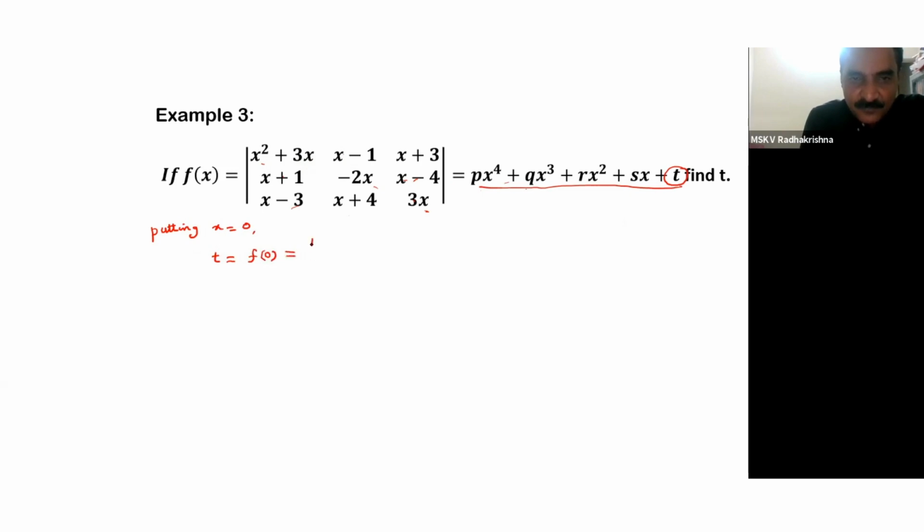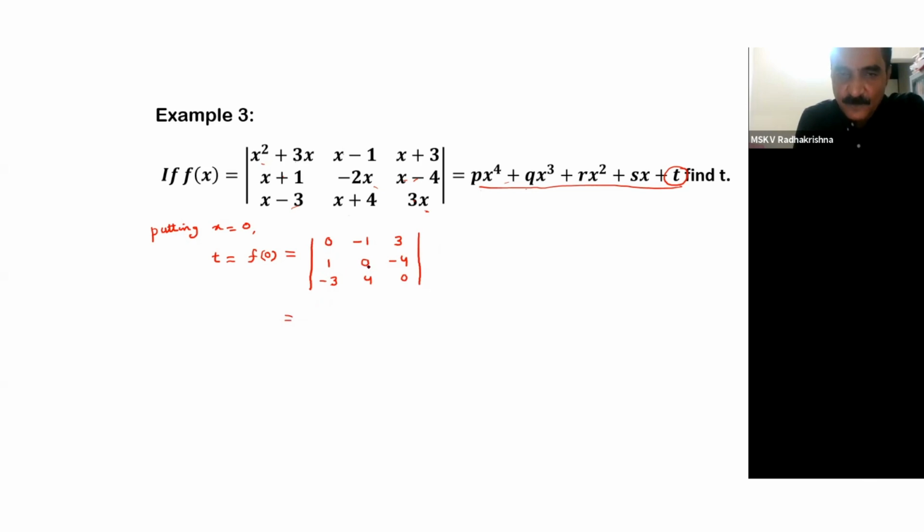What is f of 0? In the determinant, if you put x is equal to 0, first number will be 0. Second row, first element 0, second element becomes -1, third becomes 3, next 1, again 0, -4. Here putting x is equal to 0 in the third row, -3, 4, 0. Okay. Now let us calculate this determinant.